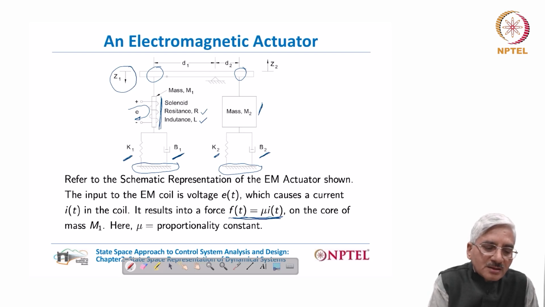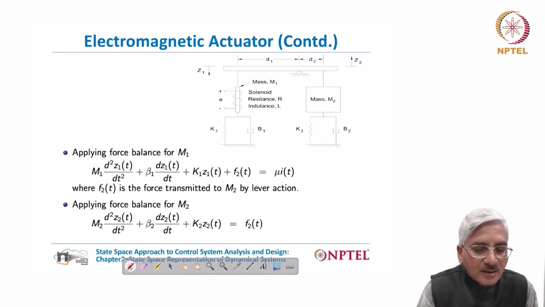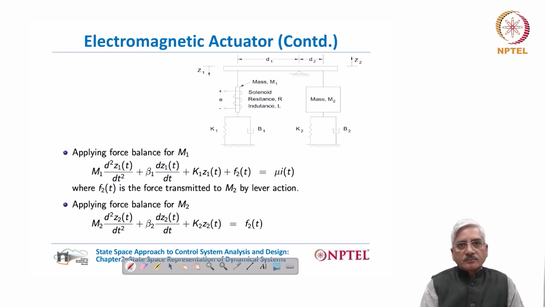Also see that because this lever is supported somewhere in the center, we have Z1 and Z2, they will be related to each other. Downward motion Z1 results in upward motion Z2 of mass M2. So with this, let us move to model this electromagnetic actuator.